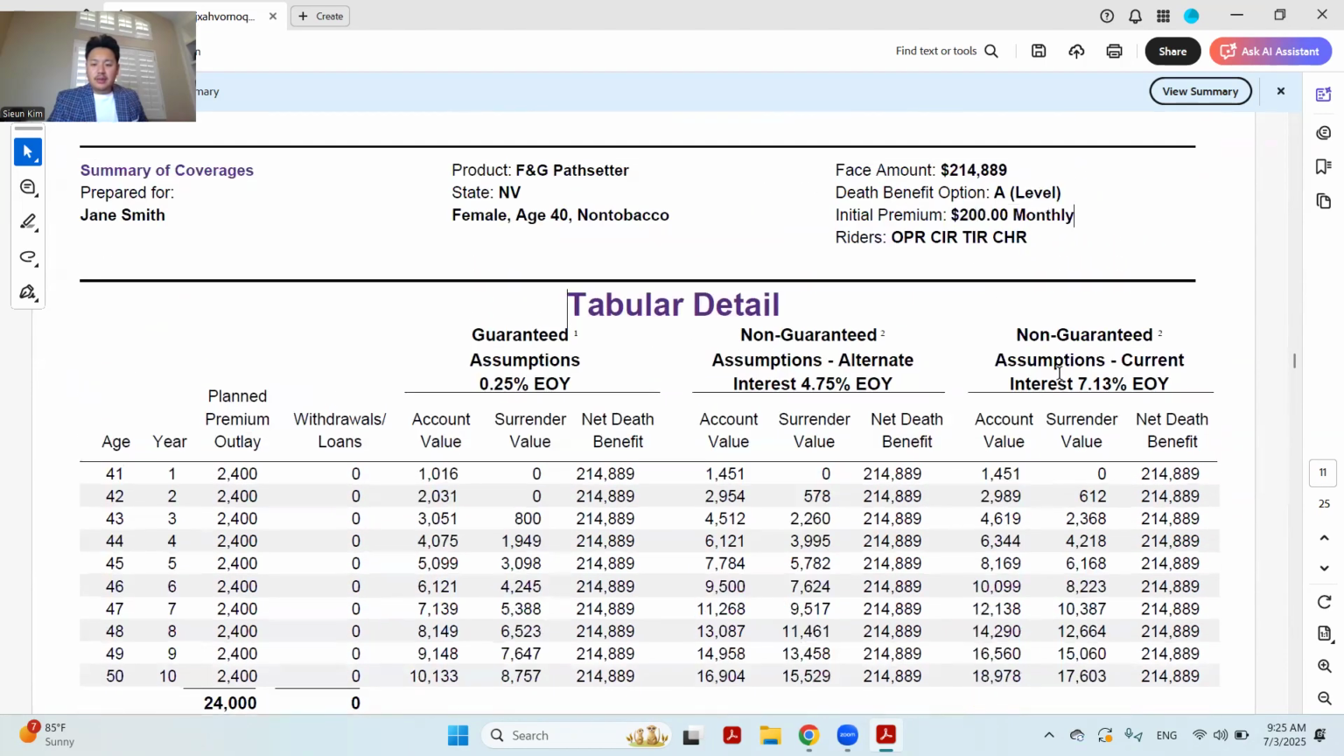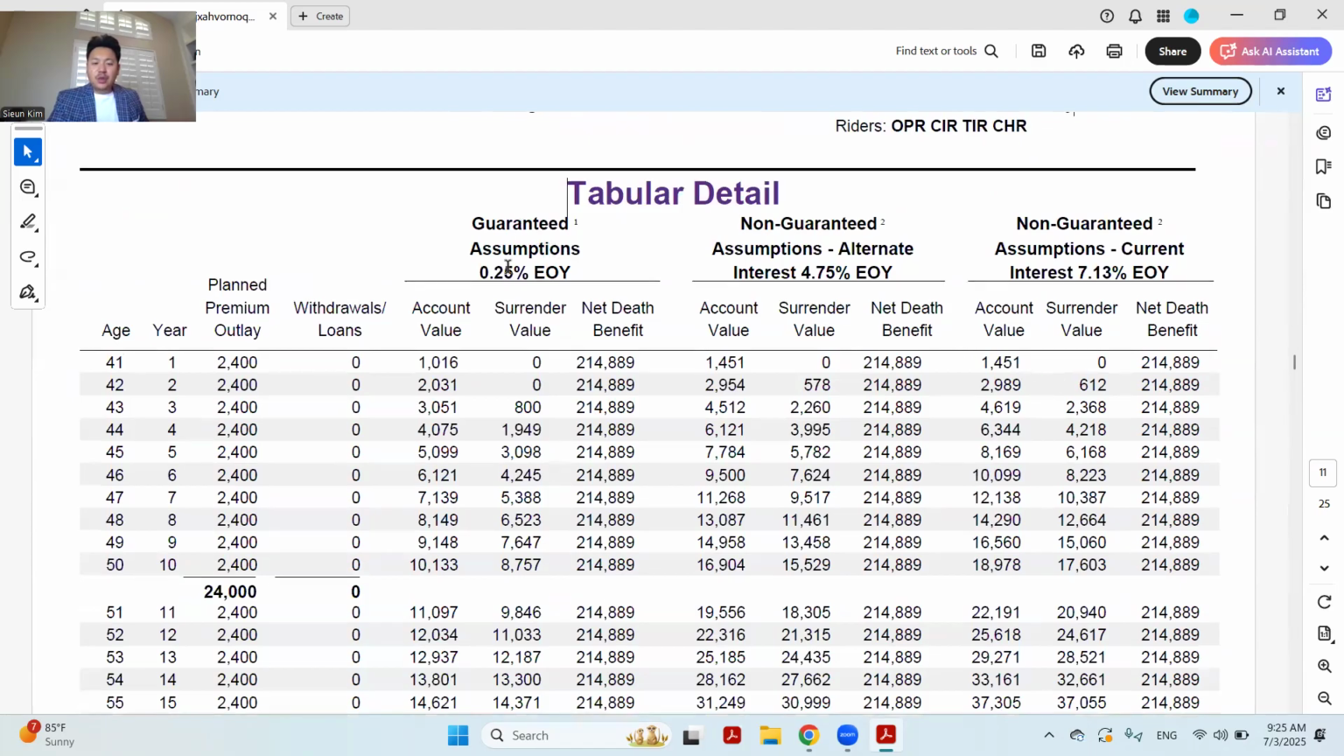There are 3 different columns. This first one is the guaranteed assumption. This means that if the market did negative returns the next 20, 30 years, back to back to back to back, and never once had one good year. So this is a very extreme circumstance illustration, but they have to show it by law, okay? So I'm going to disregard this because there has never been more than 3 to 4 years back to back negative in the history of the stock market. And if that happens, most likely the world is coming to an end, right?